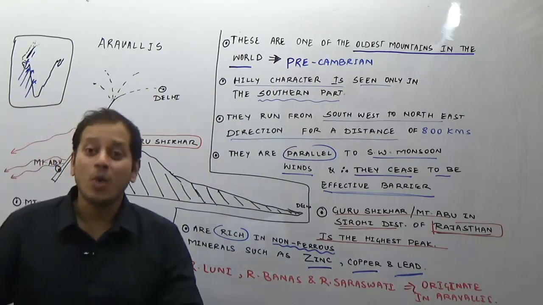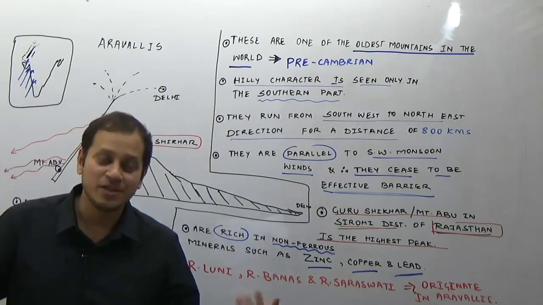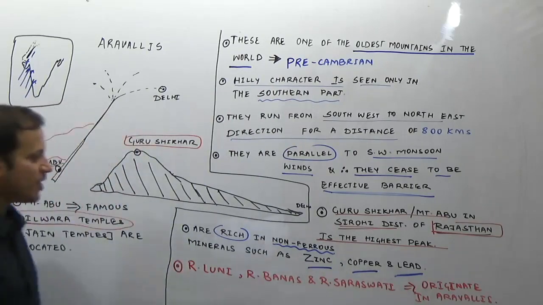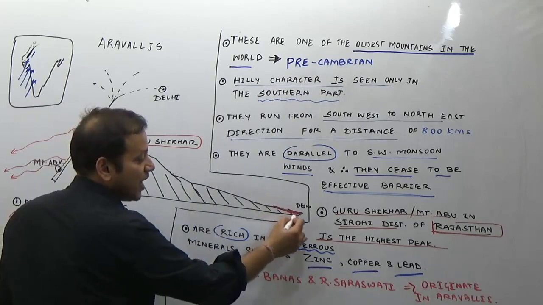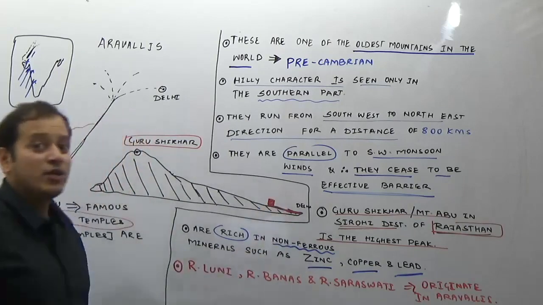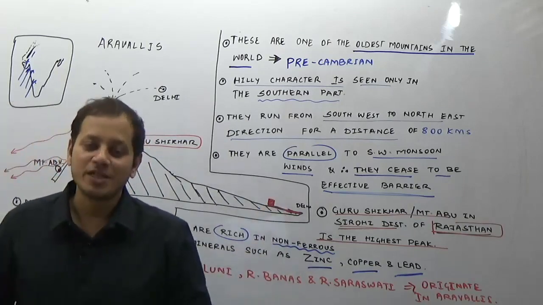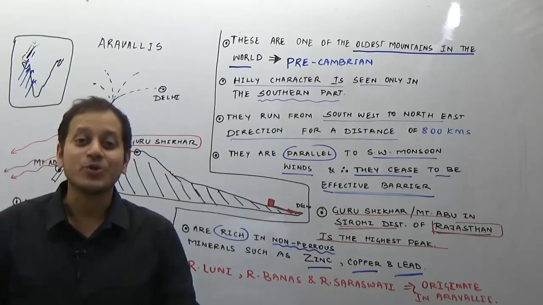Before I end, one interesting fact. Do you know where the President House is located? Our President House is located on the foothills of the Aravallis. This road in Delhi is the Rajpath, and this is where the President's house is located. A very big house. If you are staying in Delhi, you know where the President House is. If you are not staying in Delhi, you know how the President House looks.